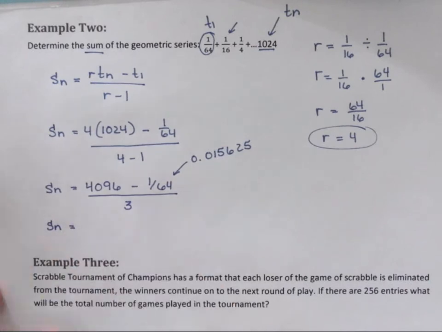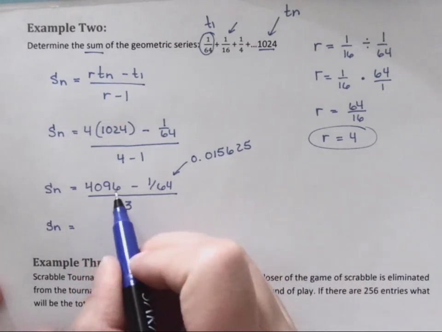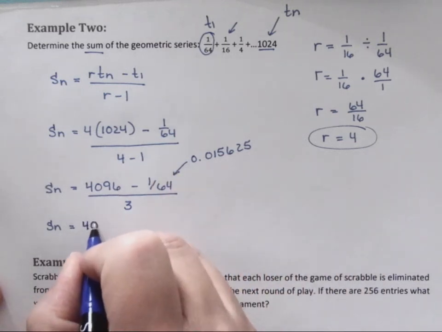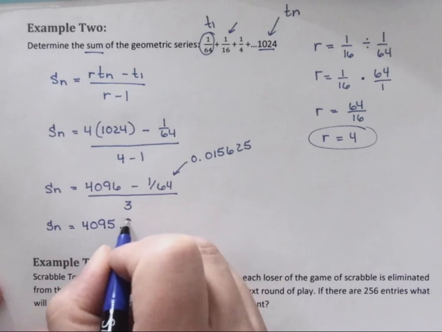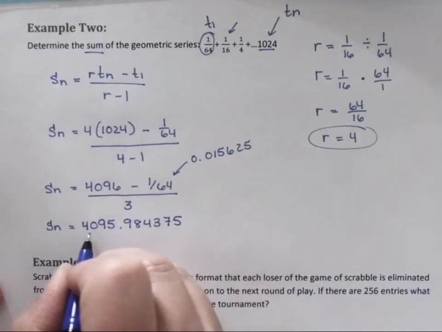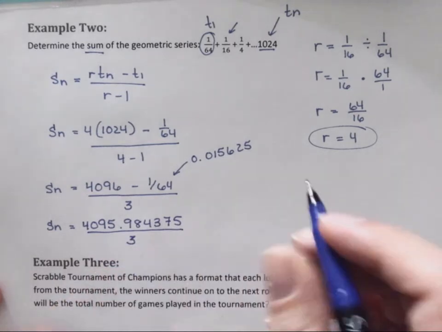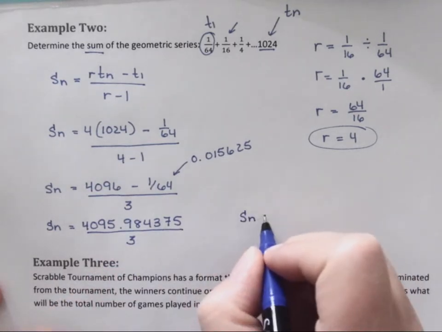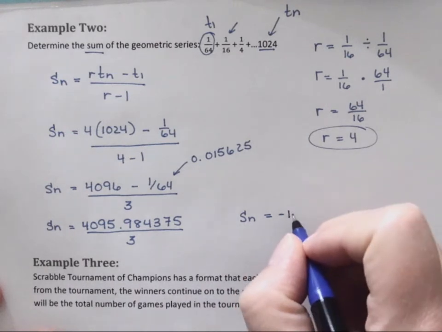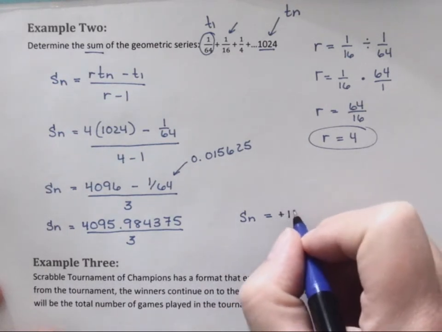So Sn, 4096 minus this decimal is going to give me 4095.984375. Hey, Miss Gallion, can we round? The answer is no. You only round in your answer. Negative. Ooh, sorry, that shouldn't be a negative. That should be a positive.